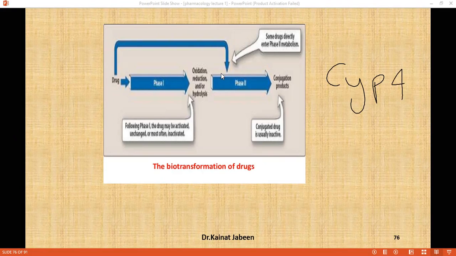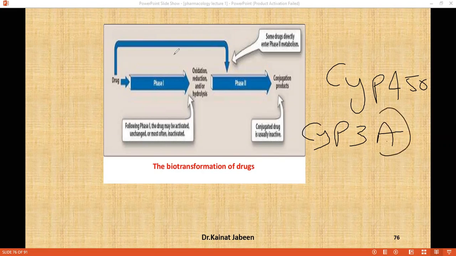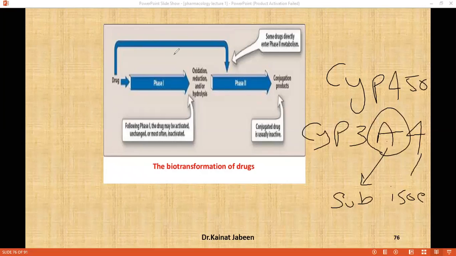CYP is a family, and the next number is, for example, 450 or CYP3A. The capital letter after the number shows the subfamily, and if there is any other number such as 4 or 5, it shows the isoenzyme. You can say it's the isoenzyme, and A shows the subfamily. Hopefully it's clear.